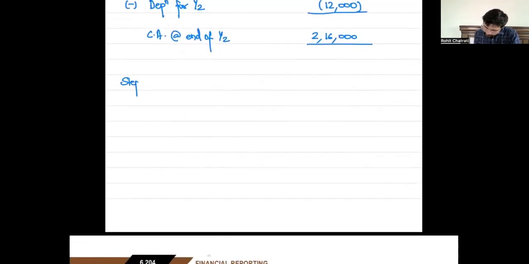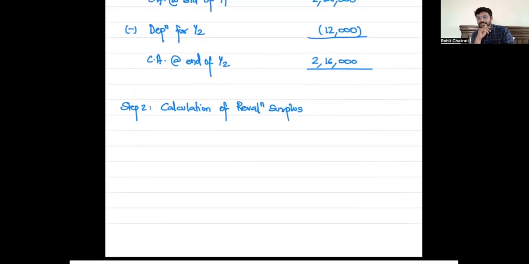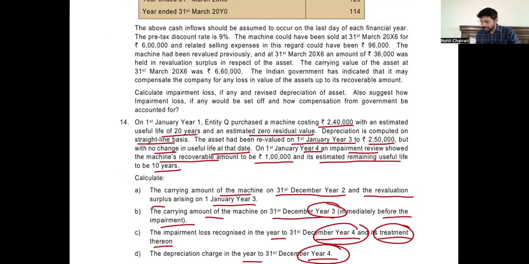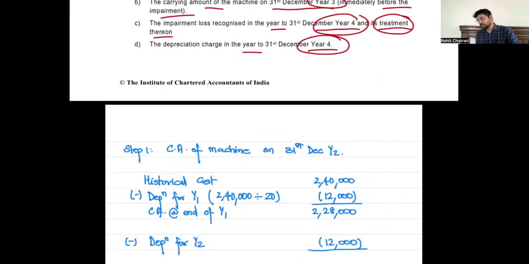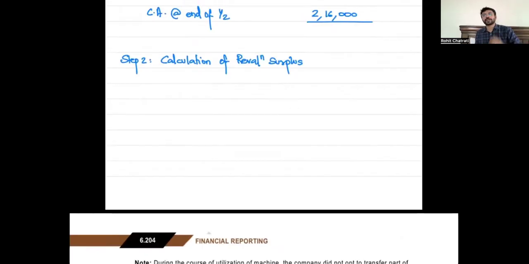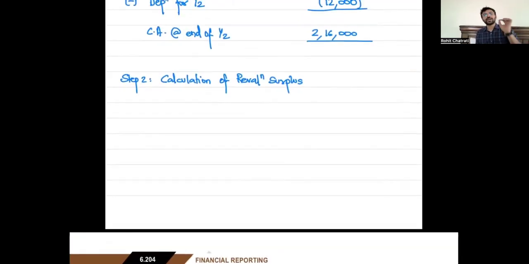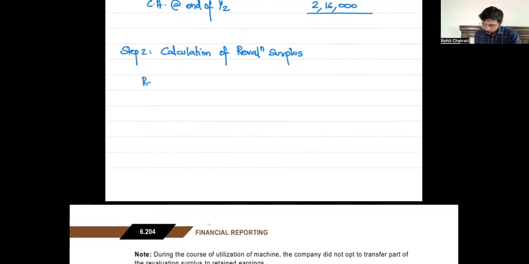Step number 2 will be calculation of revaluation surplus. I've got an asset whose carrying amount in the books is 2,16,000. I want to increase the carrying amount to 2,50,000. The question stated that the asset has been revalued to 2,50,000. So 2,16,000 in my books should now be reflected at 2,50,000, which means I will calculate the revaluation surplus as the difference between the two.